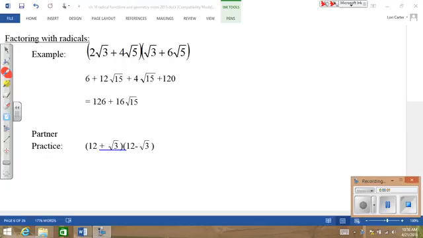I think we finished the practice. Have we done the example? No. We haven't done the example. We're factoring with radicals right there. We haven't even started the factoring.